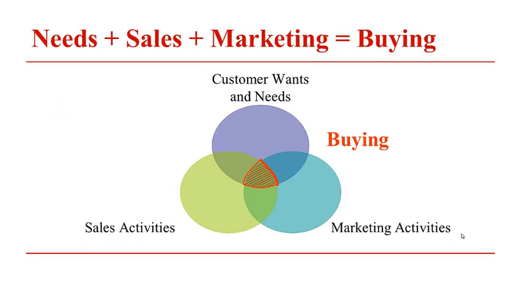And what we want to recognize is that only through understanding the needs and wants of customers can we develop marketing activities and sales activities that result in this intersection of buying. And so for a buying to occur, for a transaction to occur, we need to understand these wants. We need to be able to articulate those wants within our marketing activities to develop a product and communicate the benefits of that product, and that we have an adequate way of selling that product or service. And it's only at the intersection, once we have the needs, the sales, and the marketing, that the buying occurs.